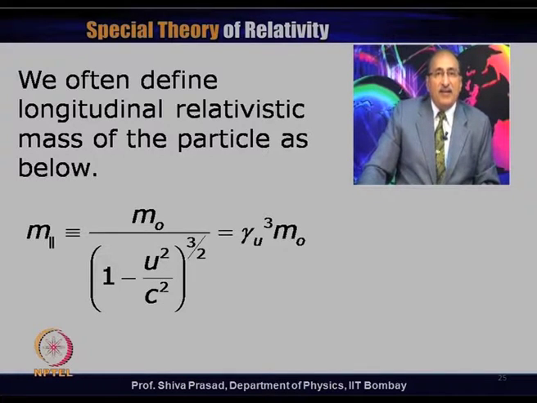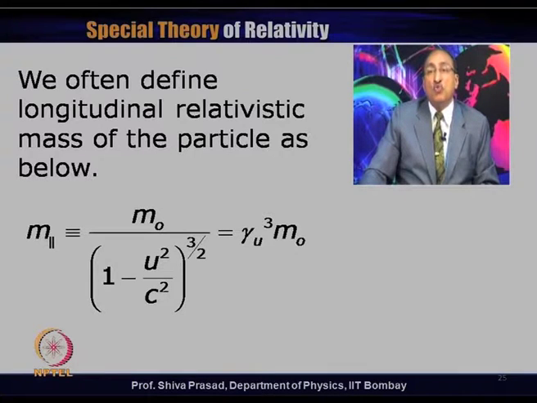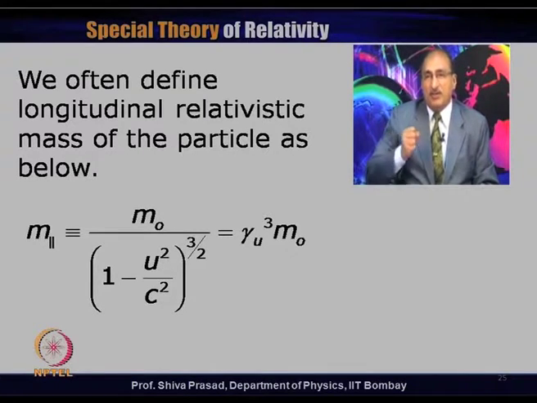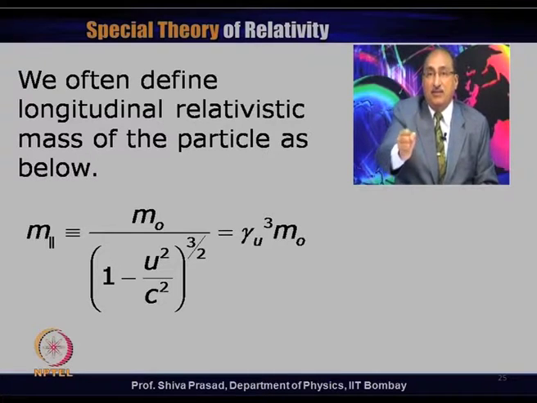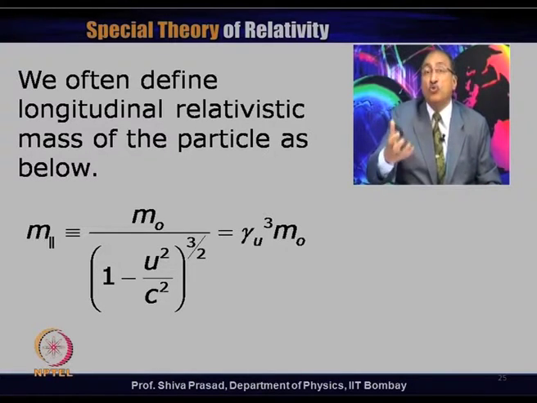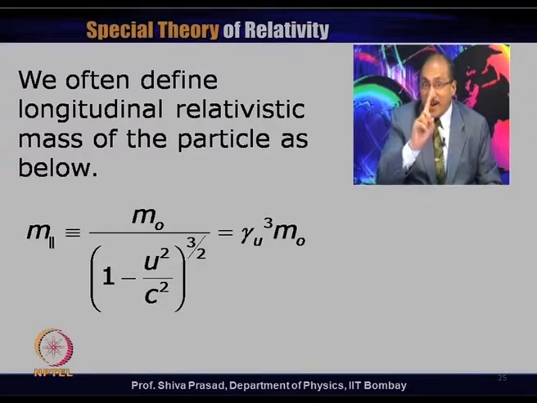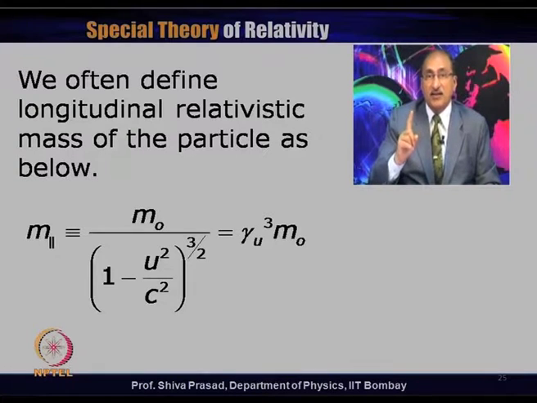So, we often define longitudinal relativistic mass of the particle as m naught divided by 1 minus u square by c square to the power 3 by 2, which is equal to gamma u cube m naught. So, if the motion of the particle is in one direction, the mass turns out to be gamma u cube times m naught. As far as the relationship between the force and acceleration is concerned, let us be very, very clear. When the relationship between the force and acceleration is concerned, this is the way it should be written.